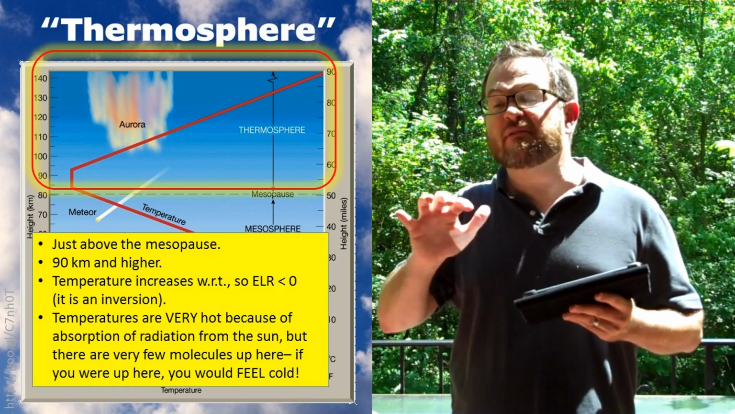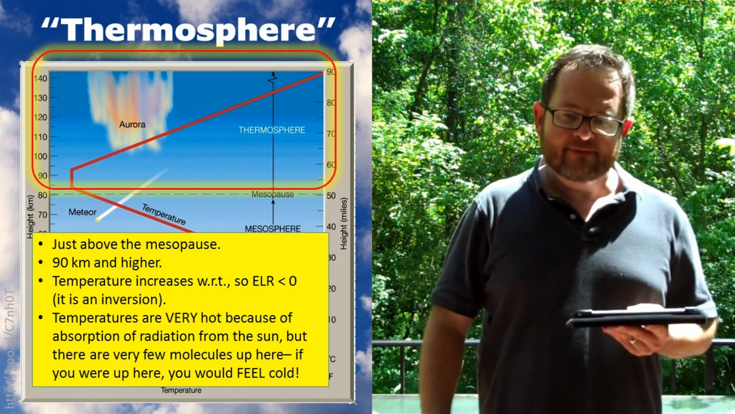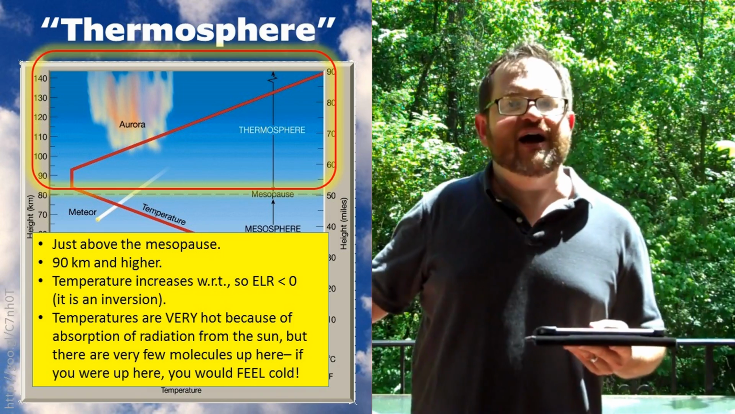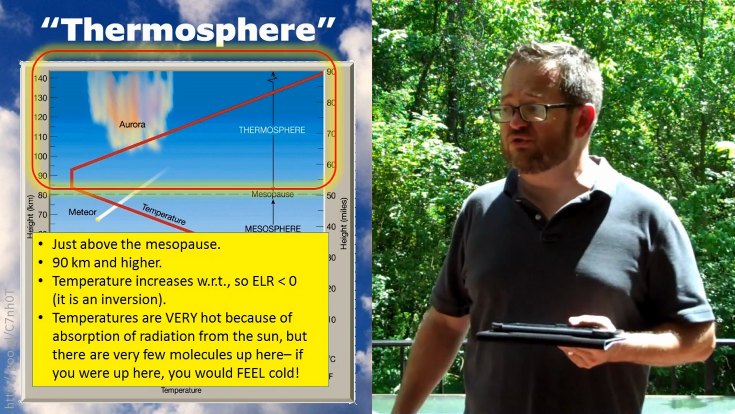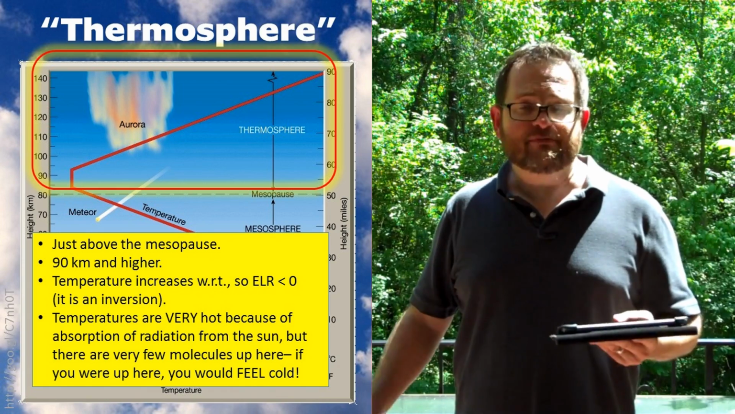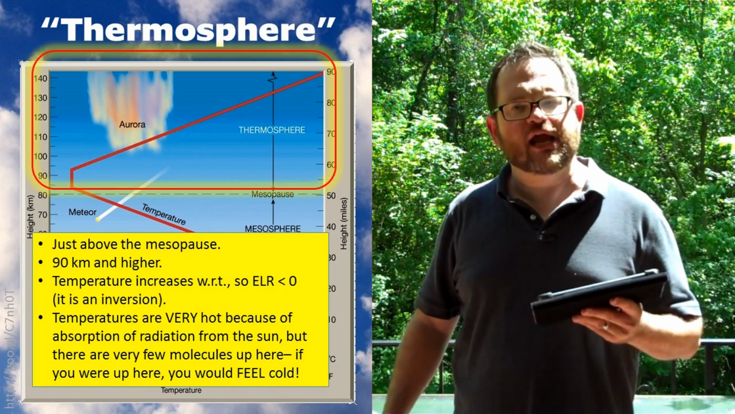And temperatures get very, very high up in the thermosphere. The thermosphere extends to maybe 500 kilometers up, and the temperatures of those air molecules at those heights are a couple hundred degrees Fahrenheit. Wait a minute.